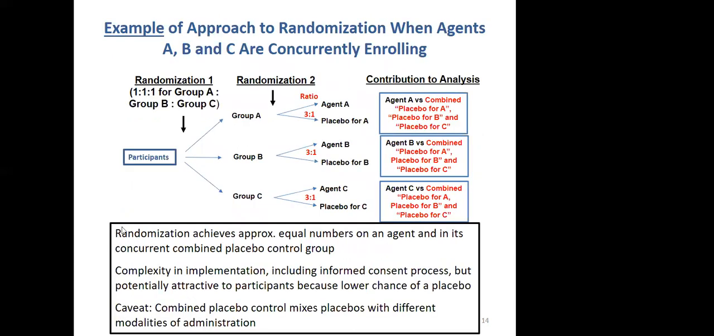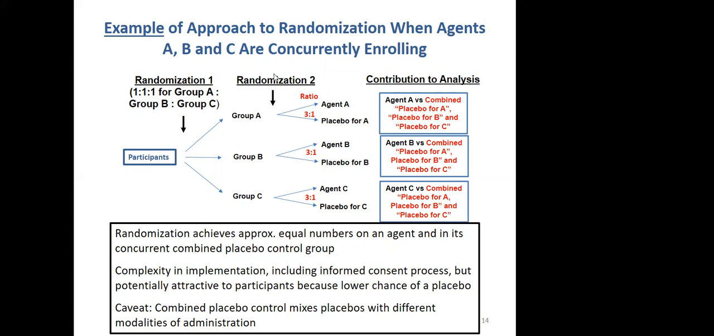So, this schematic tries to capture what's being done in this particular trial. So it actually involves two randomization steps. So a first step here, where participants are randomized to what we can think of as agent groups, so group A, group B, or group C.